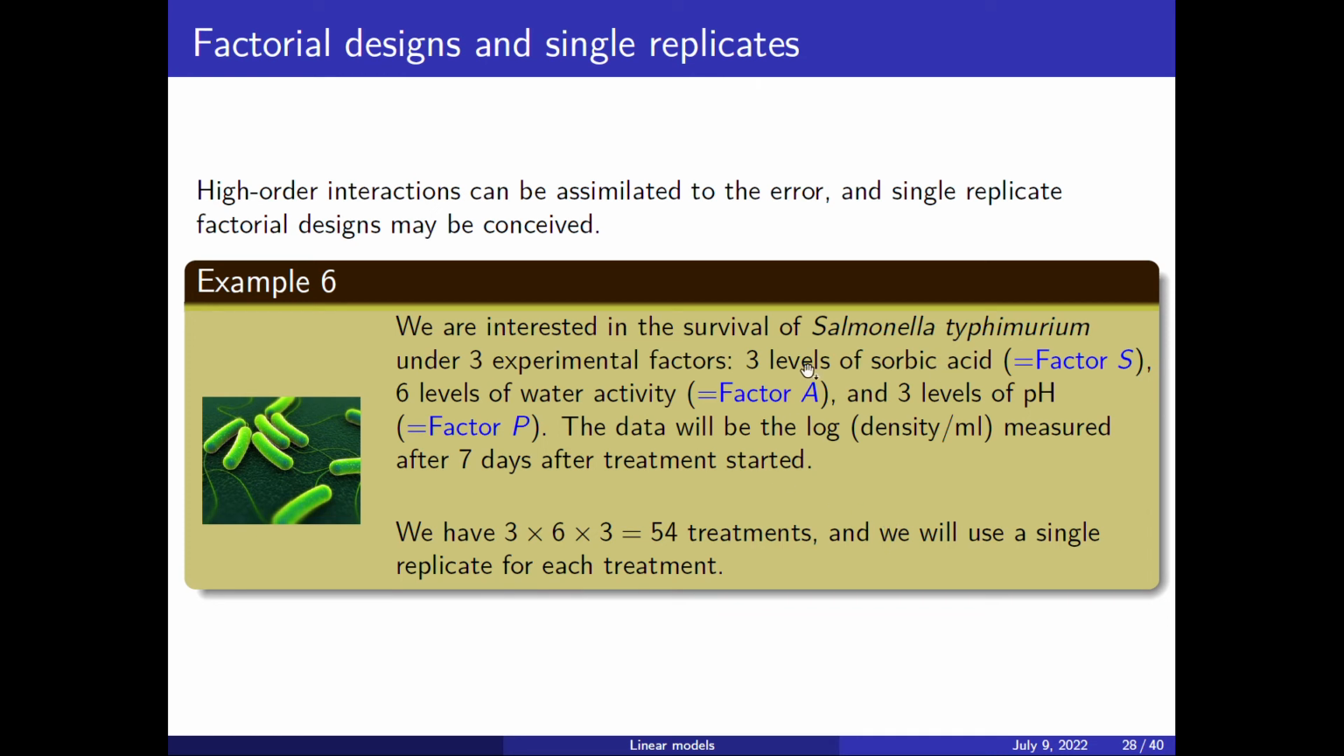So yeah, these are a lot of combinations. So you have 3 times 6 times 3, that is 54 treatments. And if you plan to do a couple of replicates per treatment, that is more than 100 experiments. Can we do it with less? And we can. We can do it with just 1 replicate, just a single replicate.